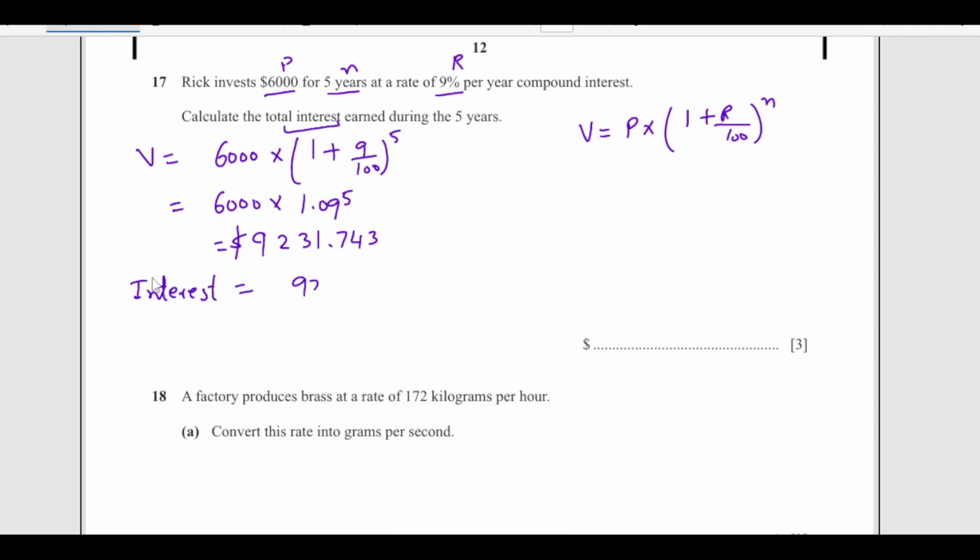So, 9231, this is the amount after the interest is added. So, we will subtract the principal amount from here to get the exact value of interest. So, we can write it down: $3231.74.